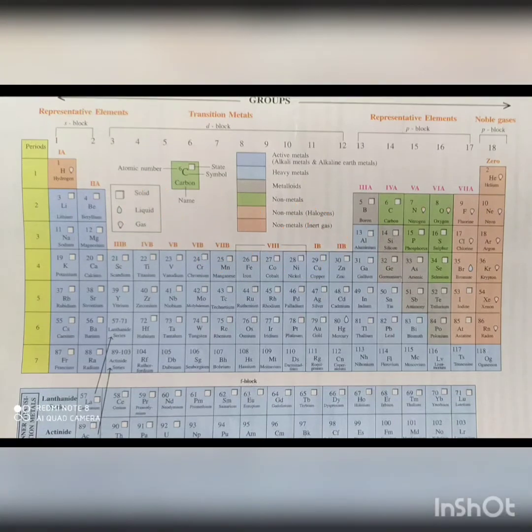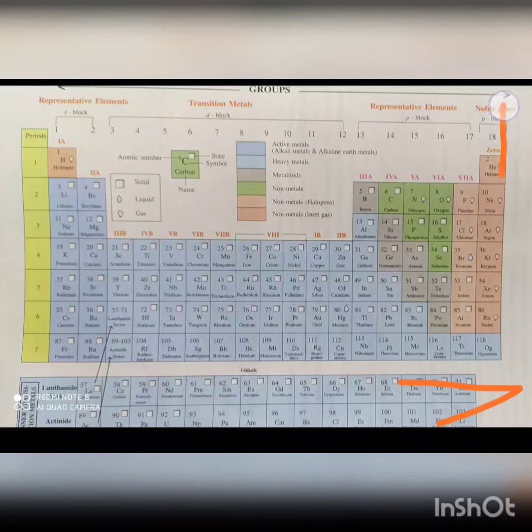The inner transition elements or the F block elements. These are the inner transition elements, the lanthanides and the actinides. Their characteristics are they are heavy metals with high melting points, boiling points. They show variable valencies. They form colored ions. And actinides are all radioactive elements. Some are not found in nature. They are made in special laboratories, or you can say they are man-made. Elements of the zero group, or you can say the 18th group, are called the inert gases or noble gases. They have 8 electrons in their outermost orbits except helium, which has got 2 electrons. They do not react with other elements and are therefore called inert gases.